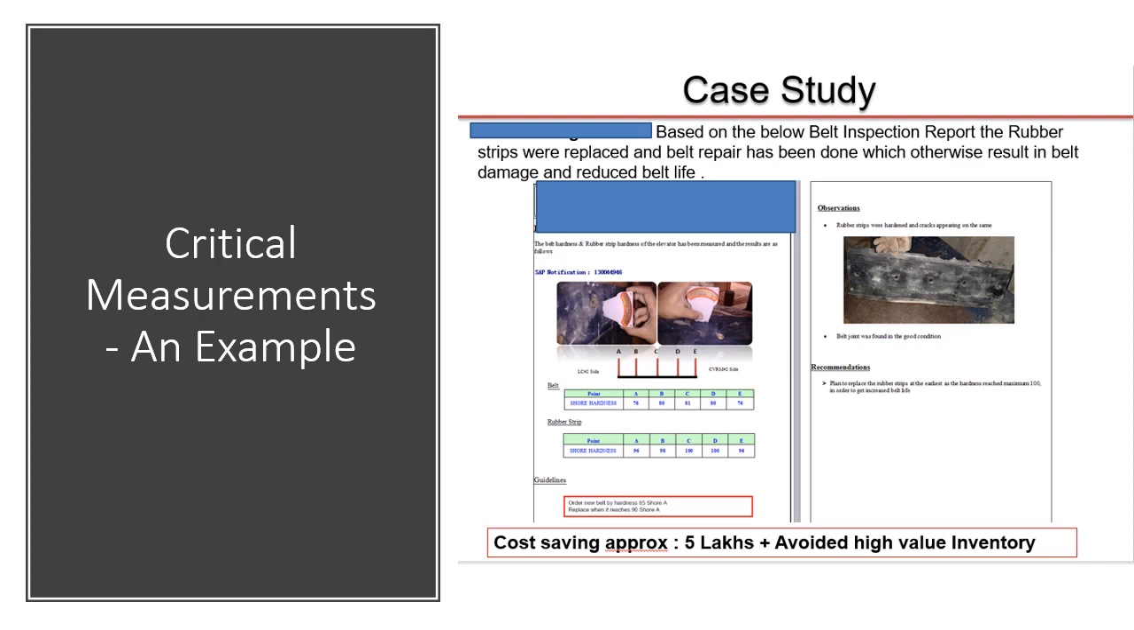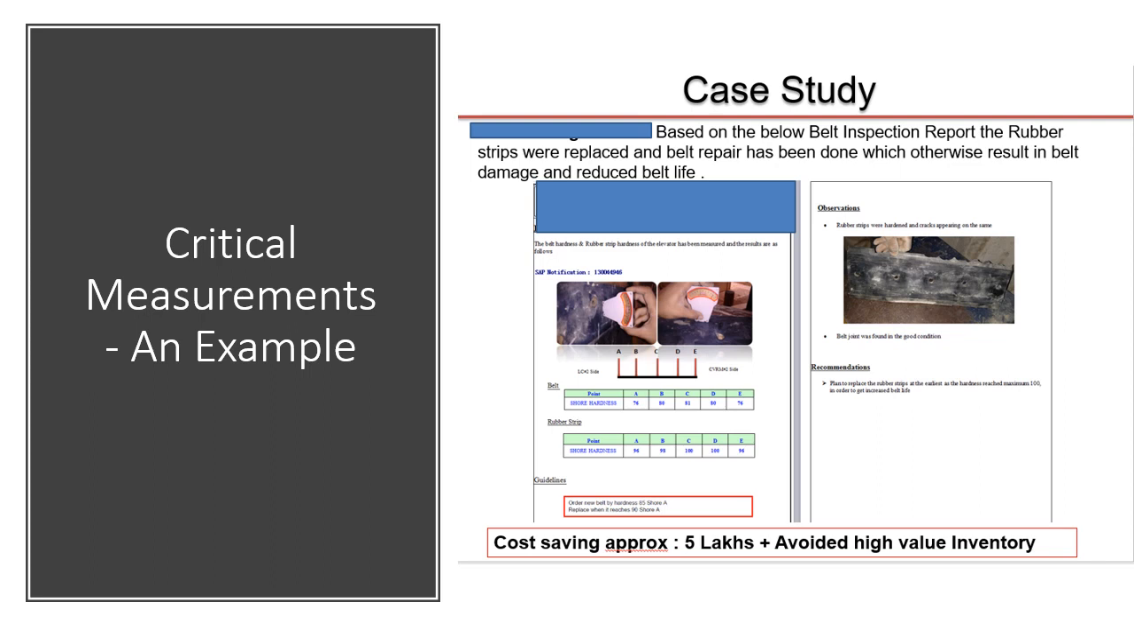In this particular case, the belt and the bucket were separated by a rubber strip, which takes the major loads and protects the belt. By continuously monitoring the belt and this rubber strip condition, we could increase the life of the belt and plan the replacement at the right time.